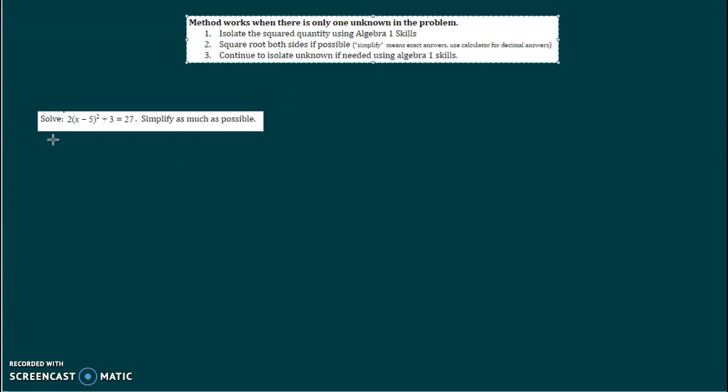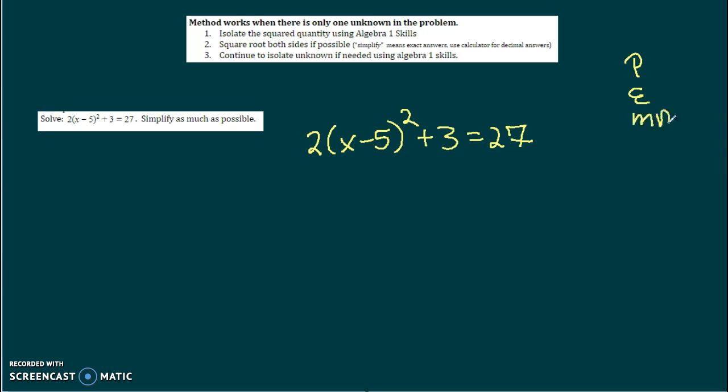This quadratic looks a little bit different because of the parentheses, but I do want to point out that when you write it out, you see there's still just one unknown, that x minus 5. Yes, it's trapped in parentheses, but we're not going to worry about that because we know from Algebra 1 that we're doing PEMDAS in reverse. So we're going to start with this, please excuse my dear Aunt Sally.